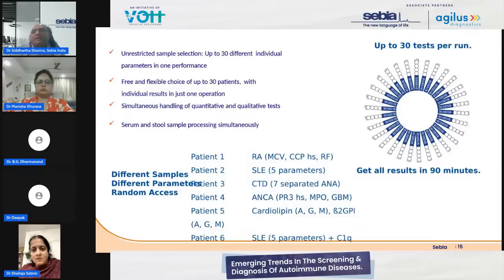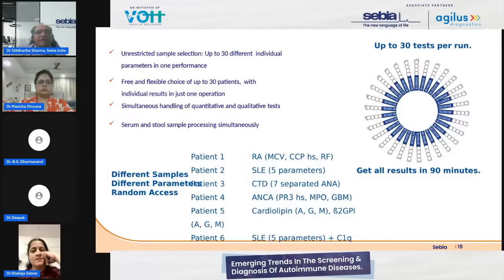30 tests per run, the flexibility offered by Allegria. You can choose 30 different parameters and get the results in 90 minutes. That enhances the TAT of a lab doing autoimmunity testing because of the flexibility offered. So you can have either 30 different assays, or 30 different patients each having an individual, different assay.